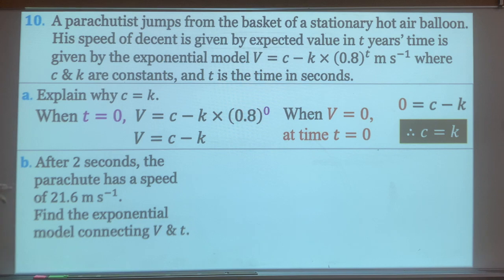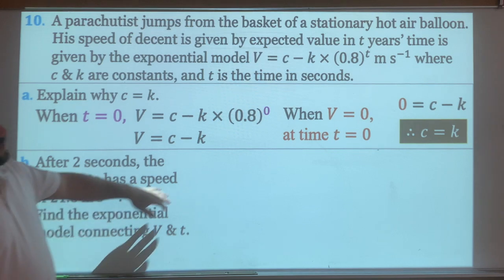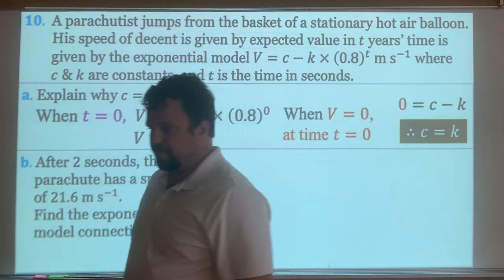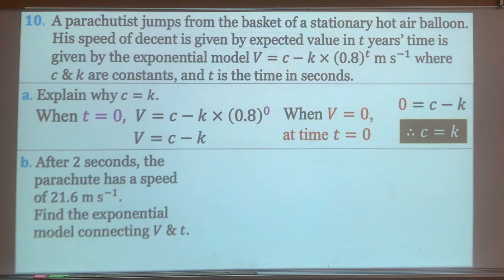Now, after 2 seconds, the parachute has a speed of 21.6 meters per second. Find the exponential model now connecting V and T. Now, I'm going to tell you one thing. We're going to have to use this. What do we know is possible? We know that C and K are equal, right? So use that little bit of information. You only need to use one of them. You can either use both C's or both K's, but you don't need both of them.